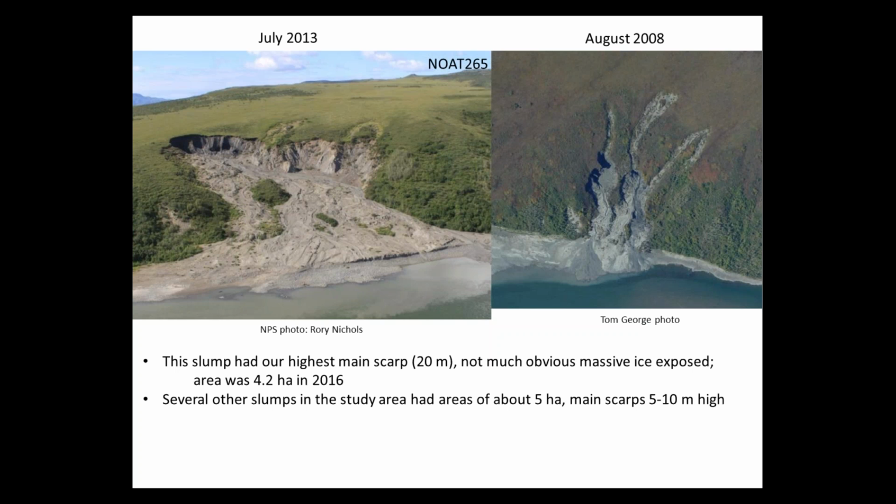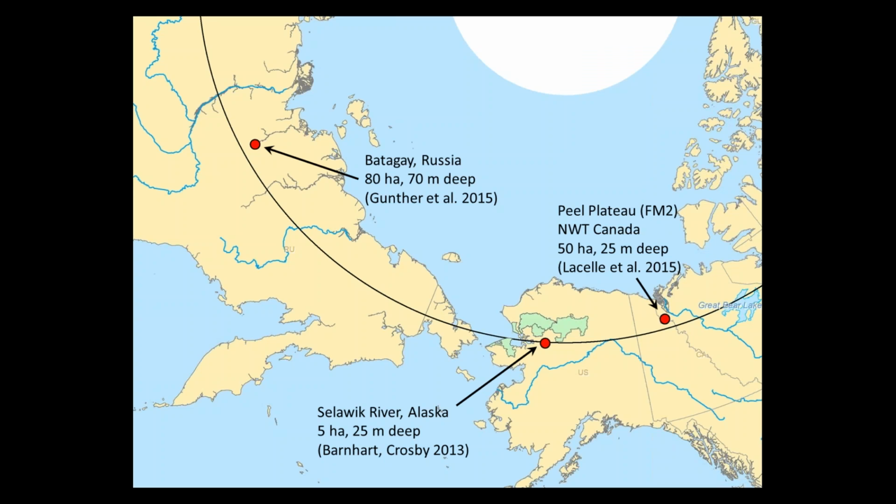So several other slumps in my study area are 5 hectares or so, a lot are smaller, and there are quite a few that have main scarps on the order of 5 to 10 meters. This is the only 20-meter high one that we have. And just for some trivia about thaw slumps and who's got the biggest thaw slump.